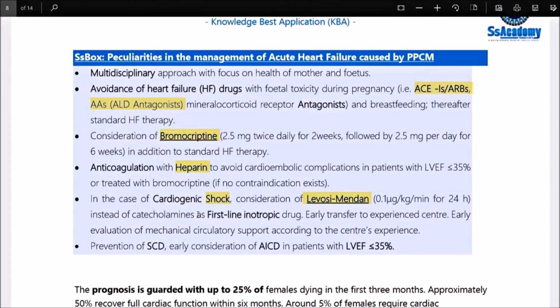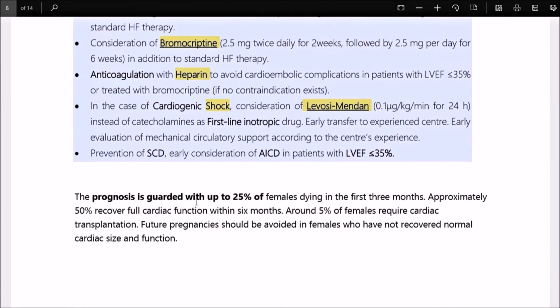And once again, if you write this down, that's really important, right? So this is the cardiogenic shock, so C for cardiogenic shock: levosimendan. If I say C-mendan or levosimendan, that will be helpful to remember them all together. So A, B, C: A for ACE inhibitors and ARBs, B for bromocriptine, and C for coagulation, and C for cardiogenic shock. At least these 3 important things you need to remember.